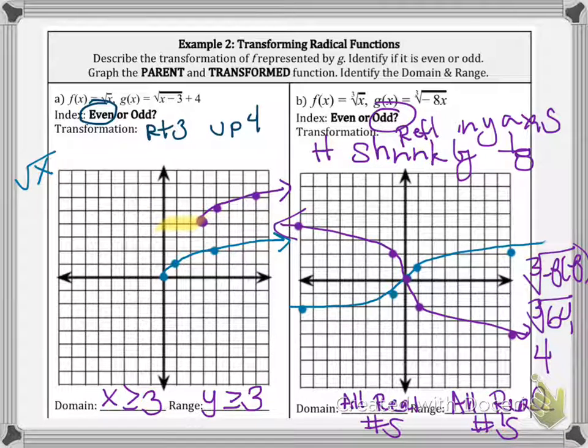Make sure you're looking at whether it's a square root or cube root. And then check Google Classroom for the answers for those.